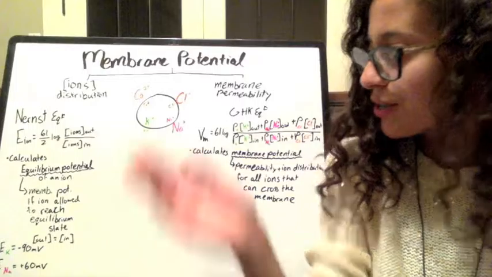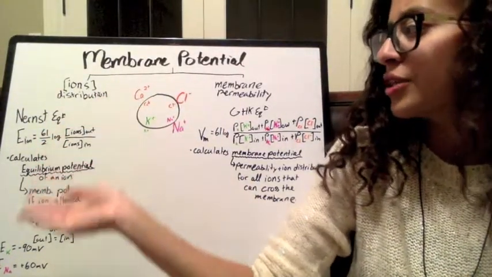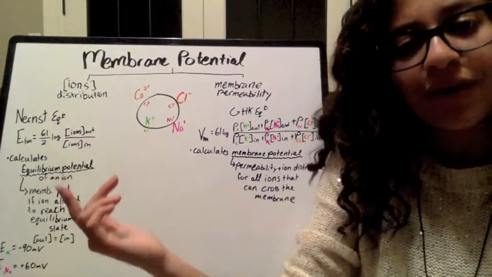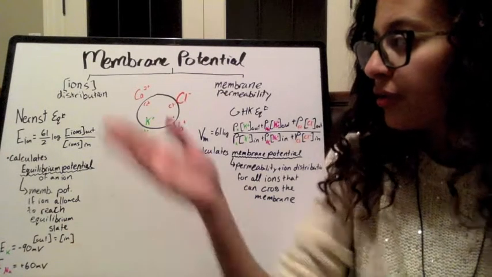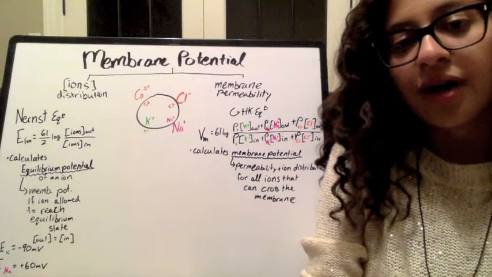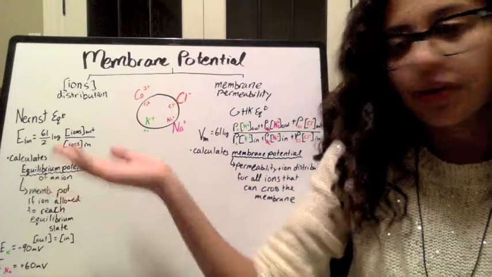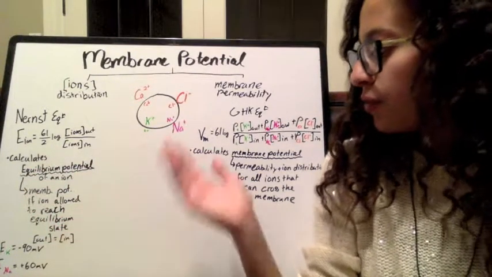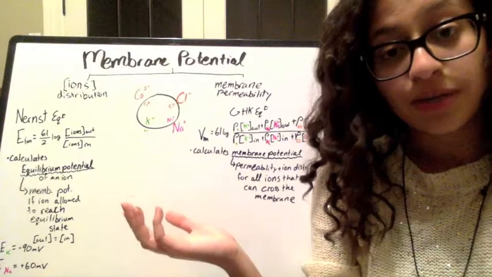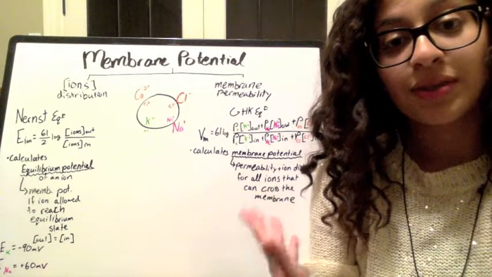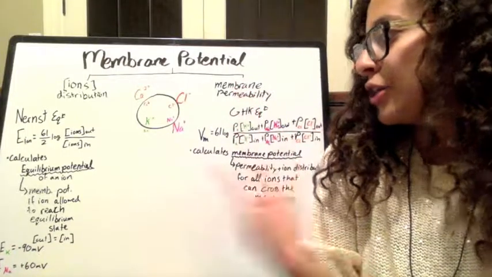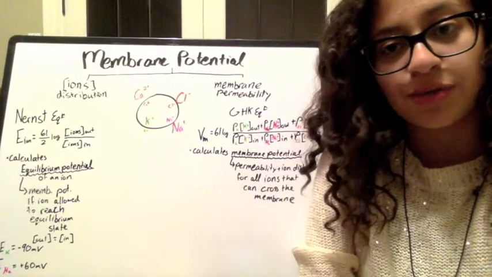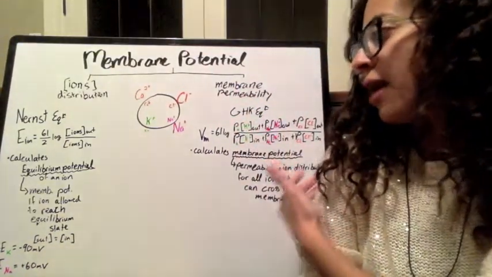With the Nernst equation, you looked at the different concentrations of one specific ion inside and outside the cell, which is good. You got that ion distribution part, which helped you calculate equilibrium potential. But if you want to calculate the actual membrane potential, you have to use the Goldman equation because, first of all, it looks at not just that one ion and its distribution, but all of the different ions that the cell is permeable to.